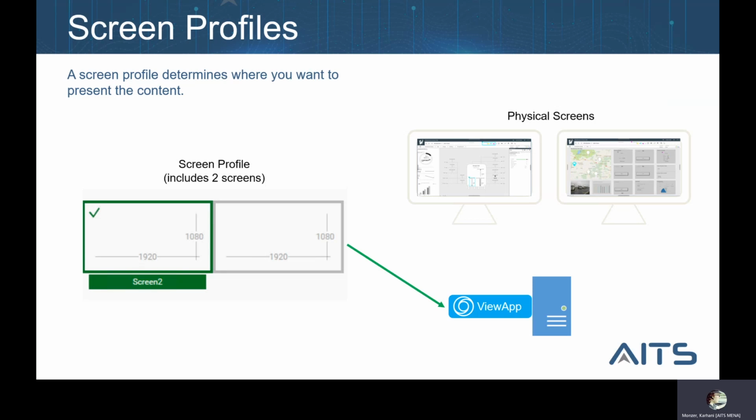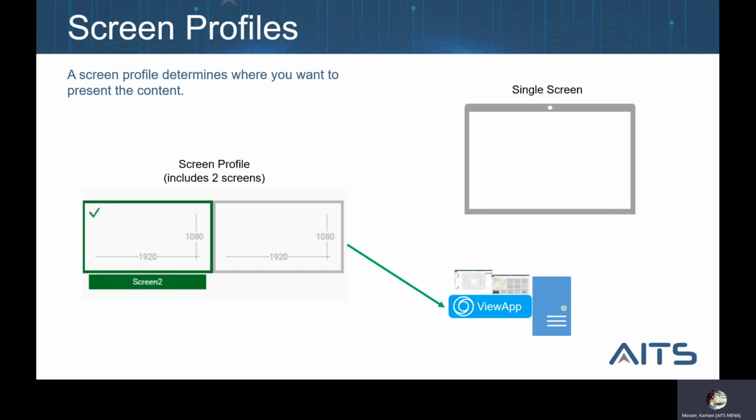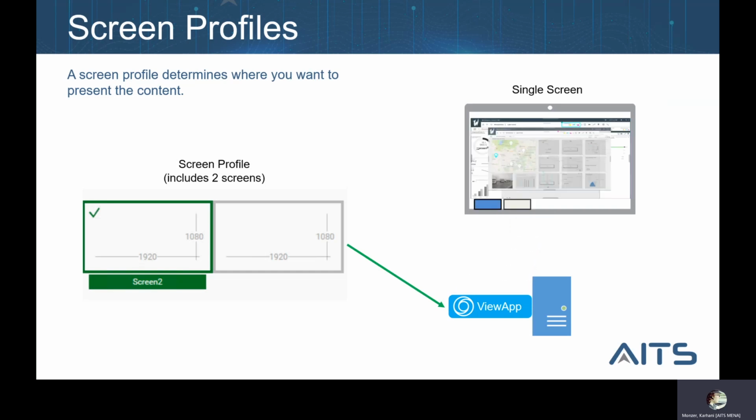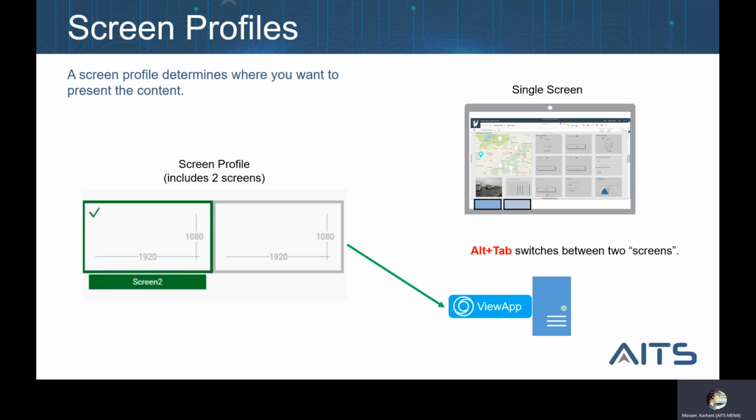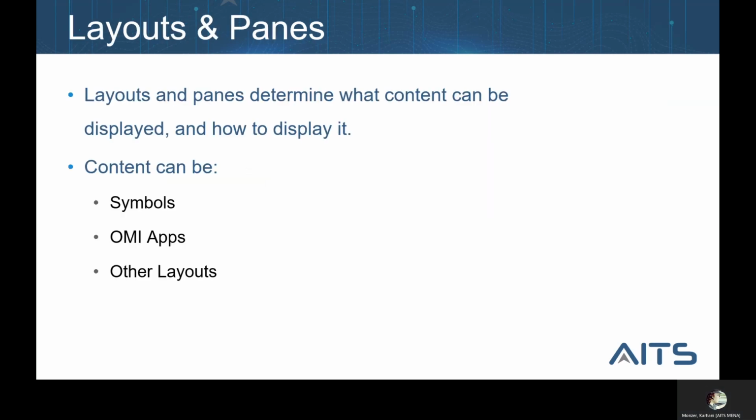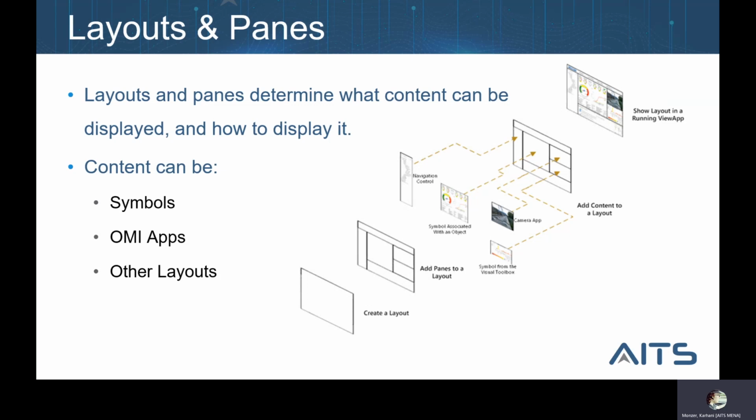So the question is, what if I have only one screen, but two screens in the design? So I designed for 2 screens, but I'm opening in one screen. Simply, the two windows will be opened, and as a normal Windows application, I can switch between those two screens with Alt plus Tab. Very easy to use.